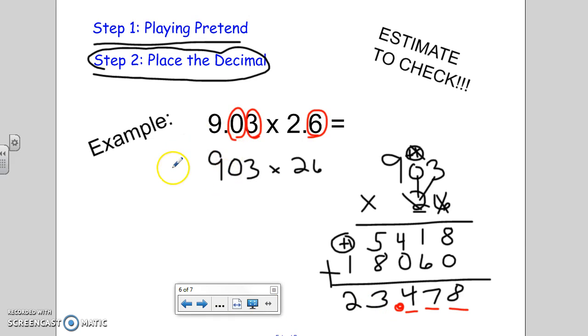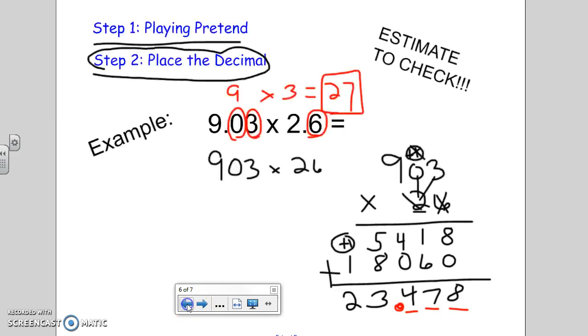A quick estimation of the product, 9 and 3/10 is about 9, 2 and 6/10 is about 3, and 9 times 3 is 27. If I had put this decimal point anywhere else, it would not have given me a number as close to our estimate, and that would have proven us wrong.